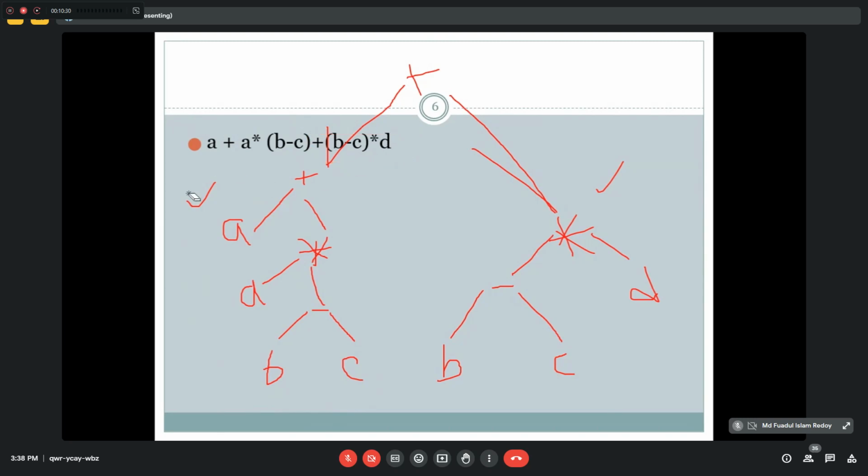So if you look at the syntax tree, the value of b minus c, this one and this one, same value or different value? B minus c? Same, sir.